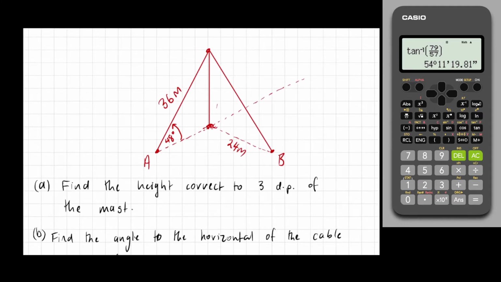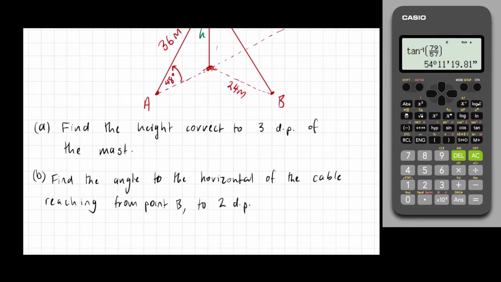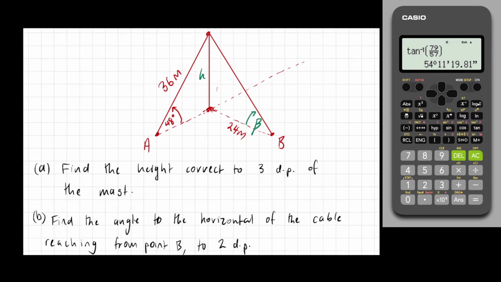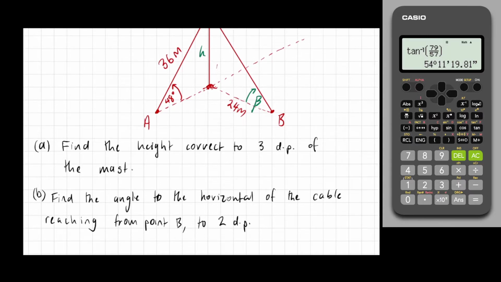Find the height correct to 3 decimal places. So let's call our height a letter, I'm going to call it the letter X, or actually, in fact, I'm going to call it the letter H. H for height. And part B, find the angle to the horizontal of the cable reaching from point B. And so that's this angle in here. Let's mix it up a bit and use a different letter. Let's call this angle beta. Okay, that's just a Greek letter. You could call it theta or beta or alpha or gamma or whatever you want. Probably not sigma though, because it's used for a lot of things, or pi. But any Greek letter works there.